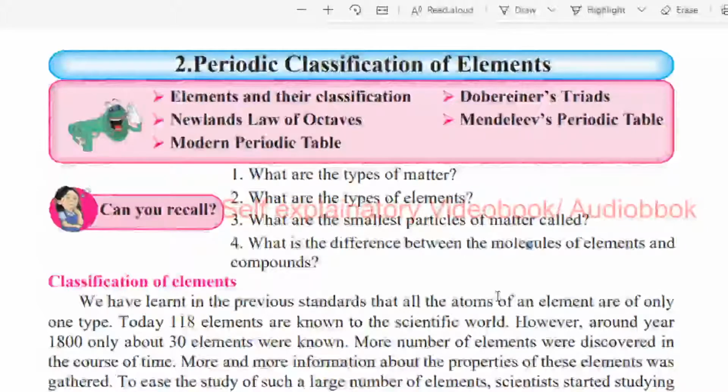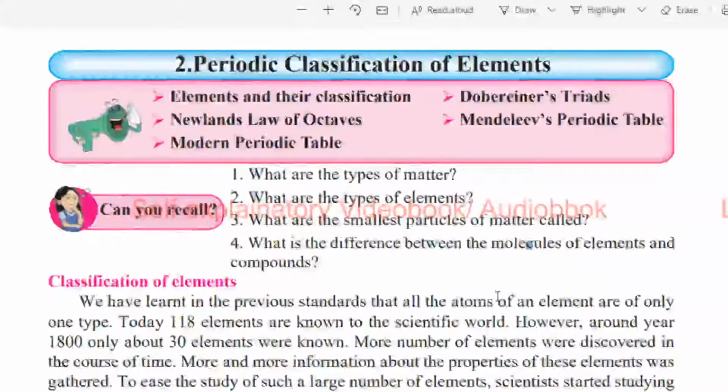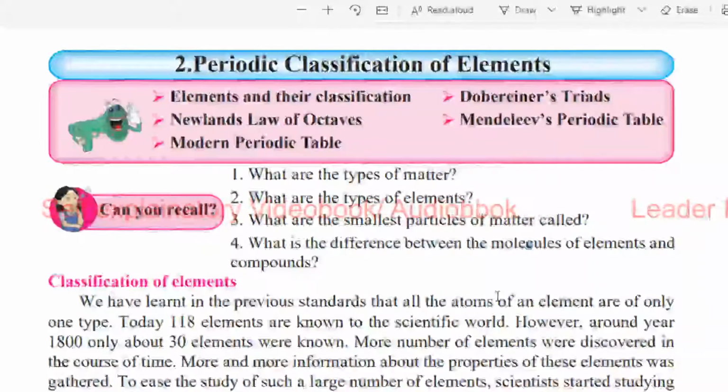Chapters. First, elements and their classification. Second, Dobereiner's Triads, Newlands' Law of Octaves, Mendeleev's periodic table, and the modern periodic table. So let's begin.